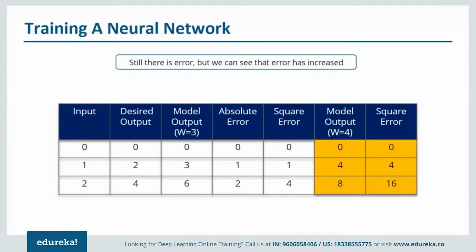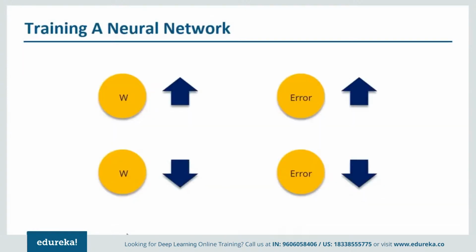But is it always the case that we need to only decrease the weight? Definitely not. So in this particular scenario, whenever I'm increasing the weight, error is increasing, and when I'm decreasing the weight, error is decreasing. But as I've told you earlier as well, this is not the case every time. Sometimes you need to increase the weight as well. So how do we determine that?